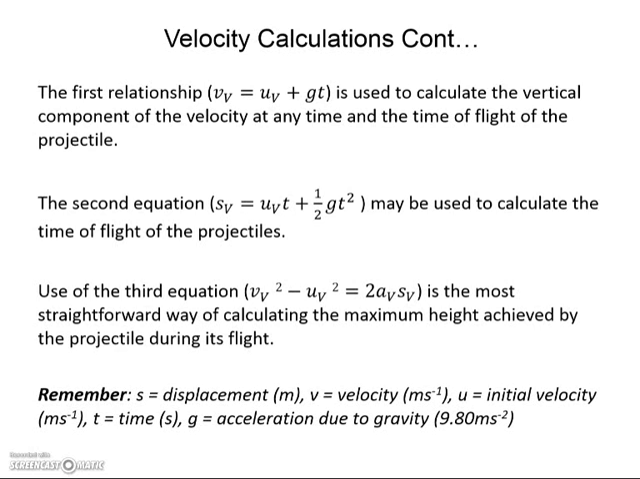Okay, so just a reminder that S is displacement and it's measured in meters. V stands for velocity and it's measured in meters per second. U is the initial velocity, also in meters per second. Time must be in seconds. And G is acceleration due to gravity, which is 9.8 meters per second squared.